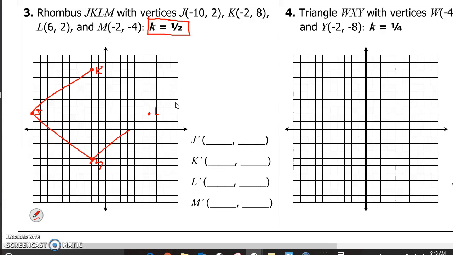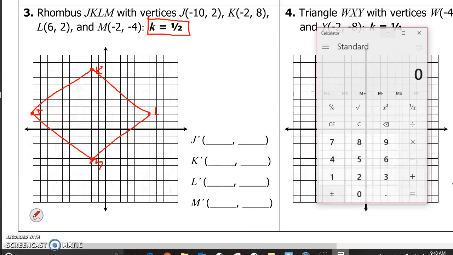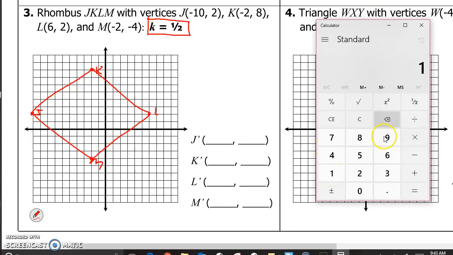Okay, so I'm going to take my calculator, and I need to multiply everything by 1/2. So here, 1/2 is just 1 divided by 2. 1 divided by 2. There we go. Equals 0.5. So 1/2 is the same as 0.5. So I'm going to take everything and multiply it by 0.5. So if I take -10 and I multiply it by 0.5, I get -5.